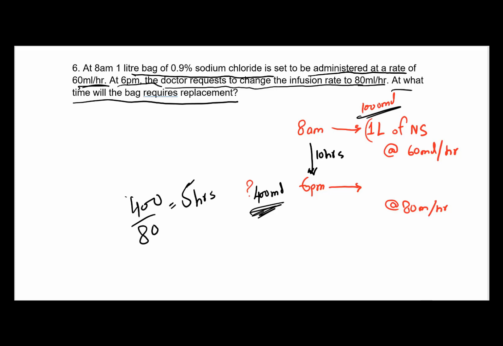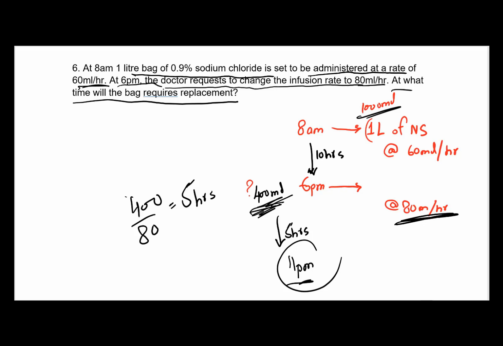So this will take another 5 hours at this rate. Remember, the rate is changed. Okay, so 400 mils now, at the new rate, 400 mils will take 5 hours to get infused. So it will be 11 p.m. when this 400 mils will be finished, and we need the new infusion bag. So the correct answer is 11 p.m.